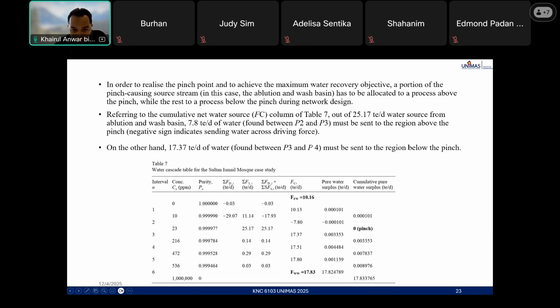7.8 tons of water found between P2 and P3 is sent to the region above the pinch, as the tips are sending water across the driving force. On the other hand, 17.37 tons per day of water found between P3 and P4 must be sent to the region below the pinch.